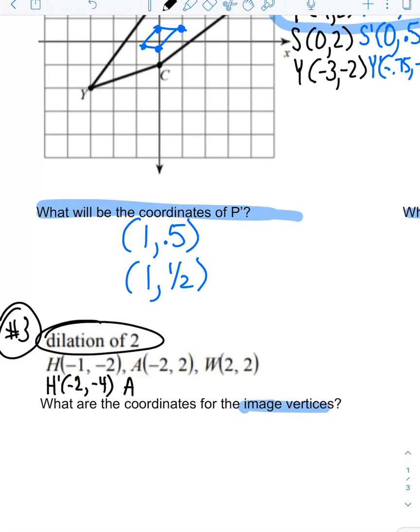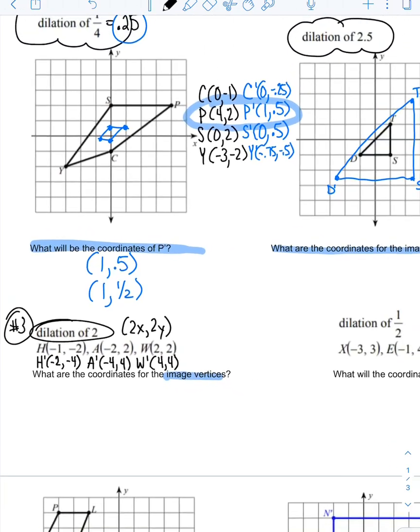So if I were going to write the rule, I would write this. That means multiply everything by 2. That's how you write a specific rule for dilation. Look at A prime. -2 times 2 is -4. 2 times 2 is 4. W prime. 2 times 2 is 4. 2 times 2 is 4. So those are all my image vertices.